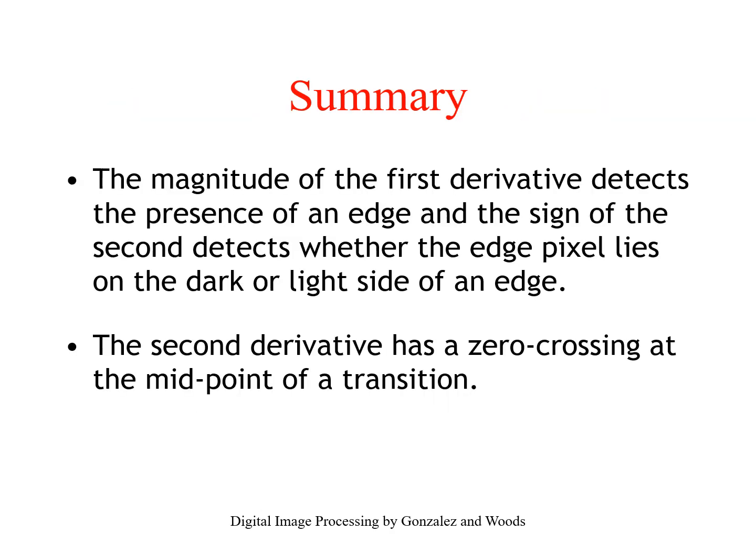So the magnitude of the first order derivative filter detects the presence of an edge, and the sign of the second order derivative filter detects whether the edge pixel lies on the dark or light side of an image. And the zero crossing property, which is very important: the second order derivative has that property, and at the midpoint it gives the midpoint of the edge.